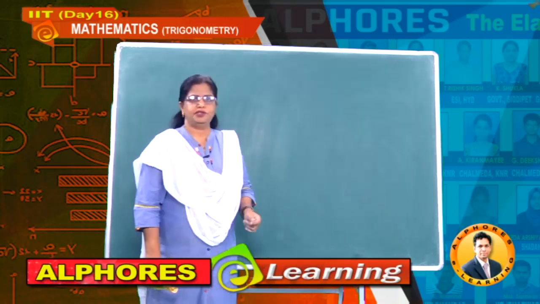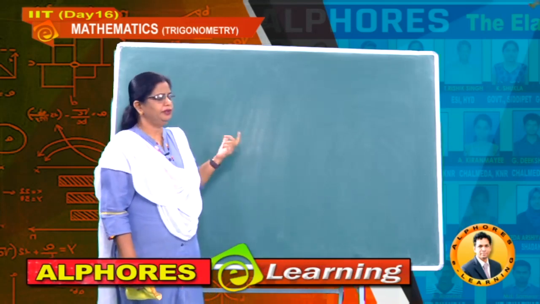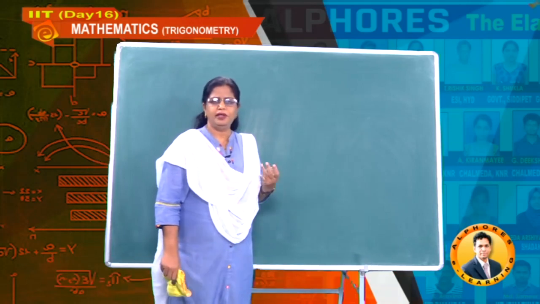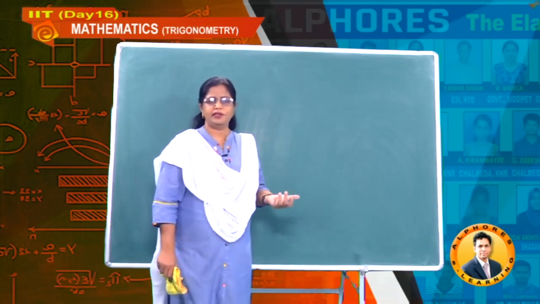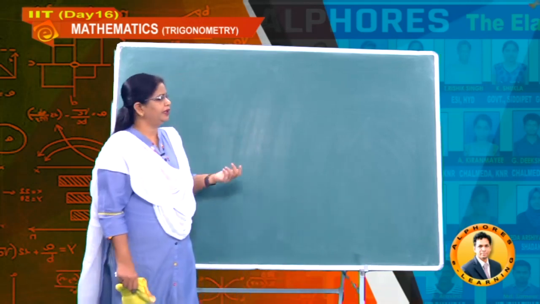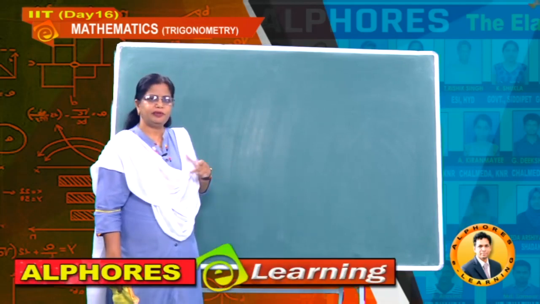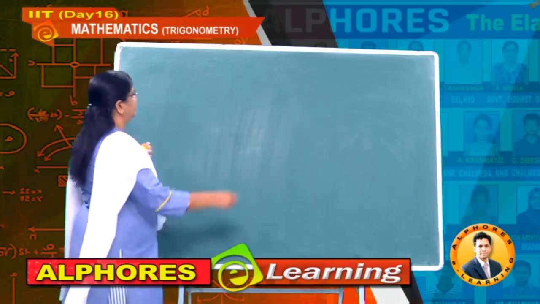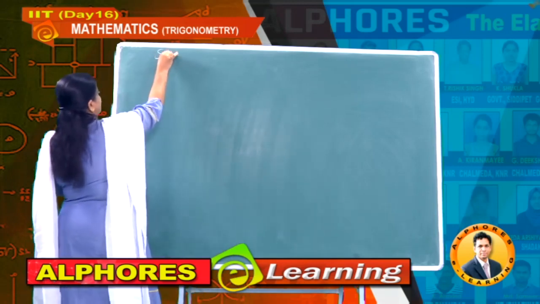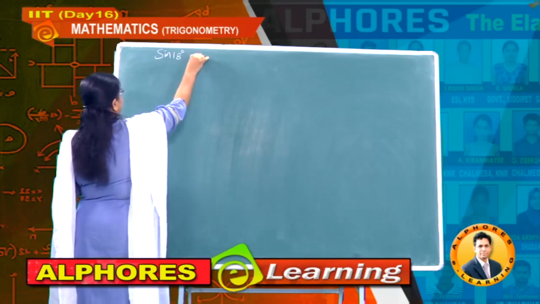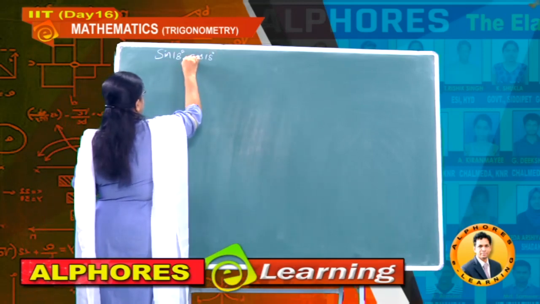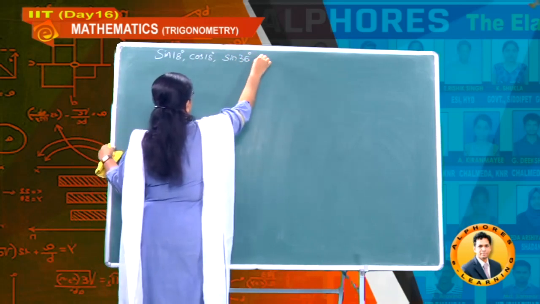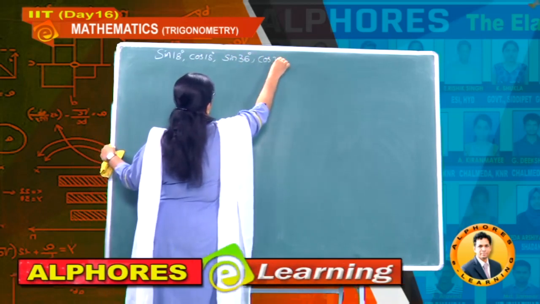Understand students? Earlier we learned some new angles: sin 15, cos 15, tan 15, cot 15, etc. Now we want to find some extra angle values also. Those are sin 18 degrees, cos 18 degrees, and next sin 36 degrees, cos 36 degrees, along with their complementary angles.